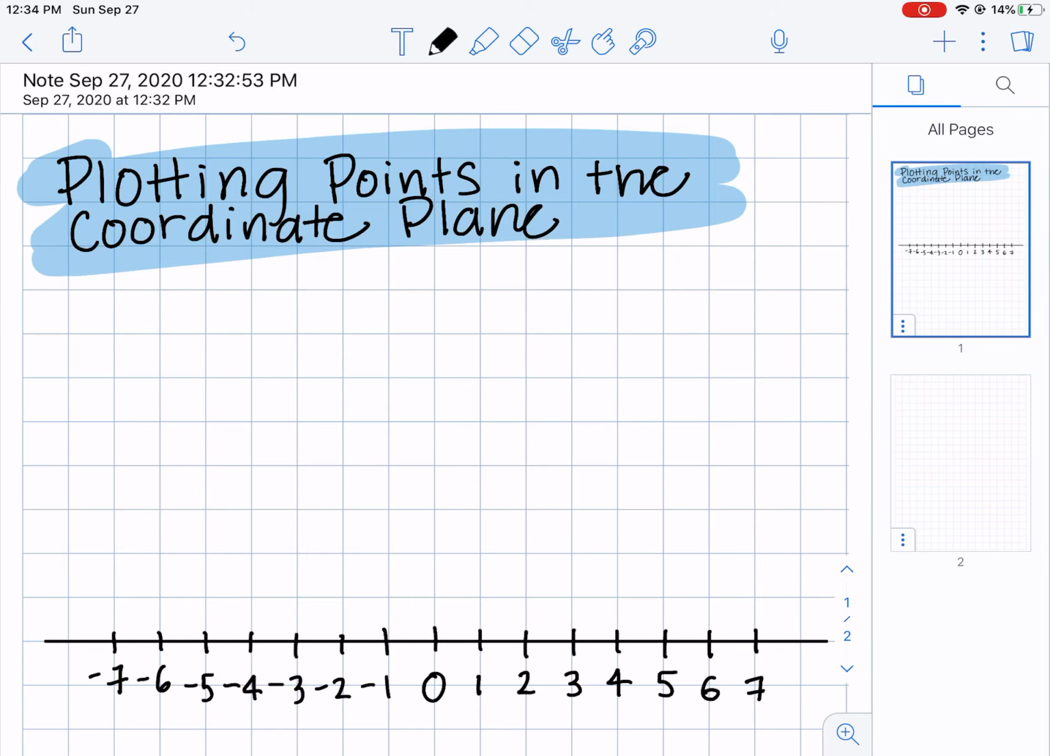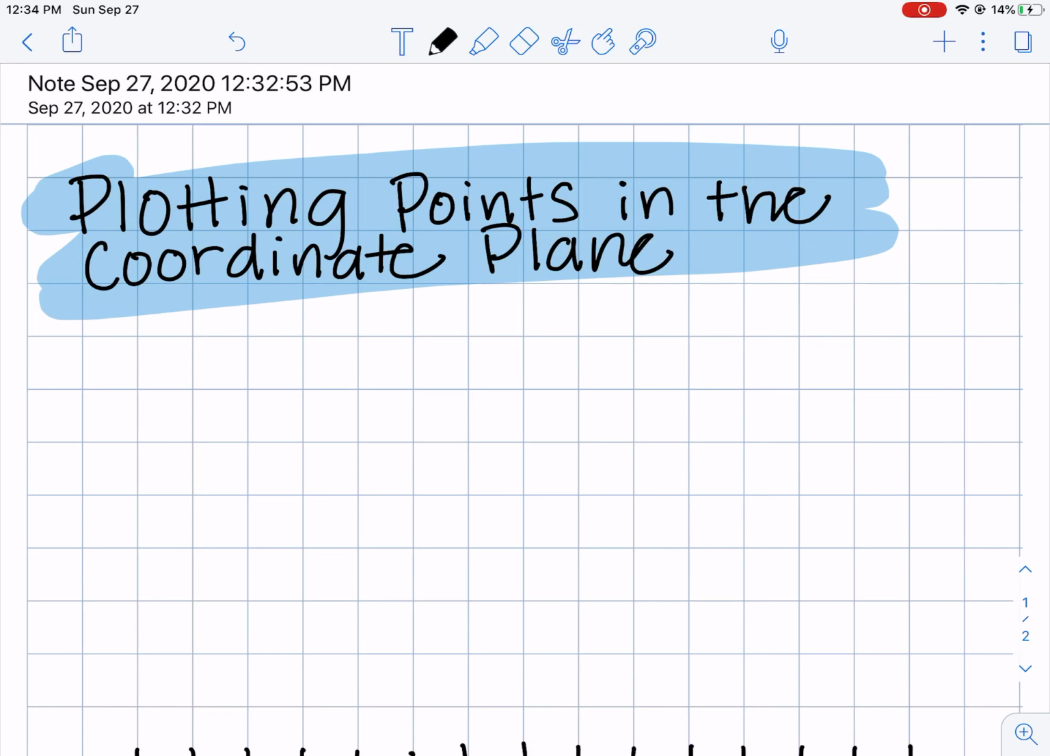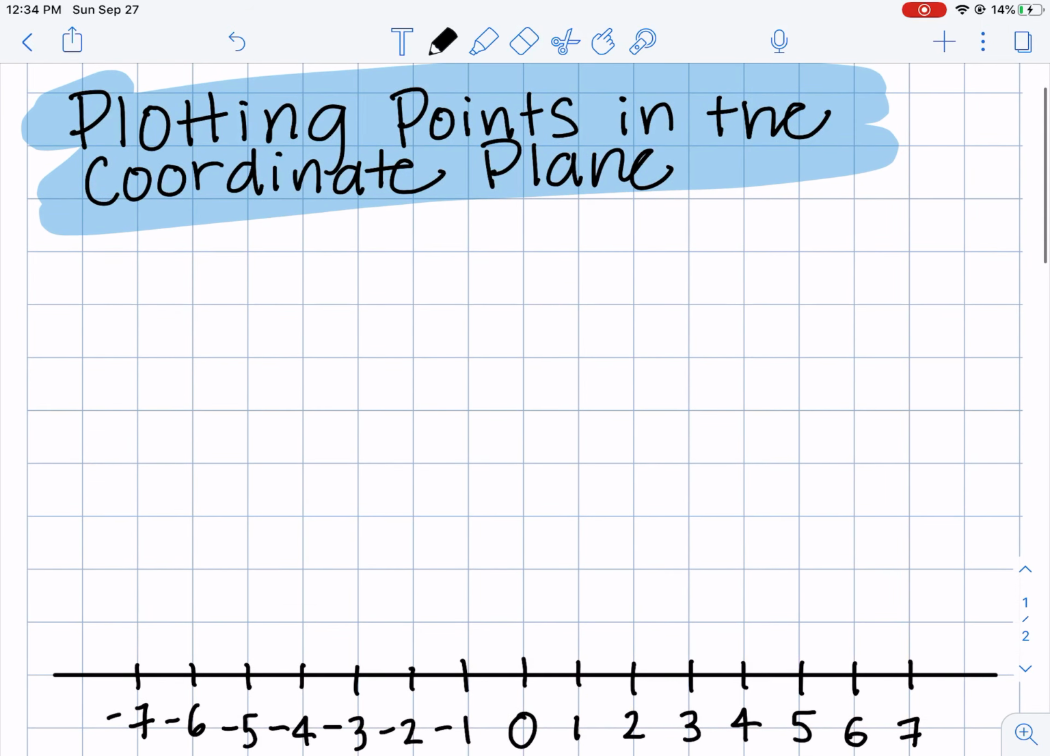Hi guys. Here we are today talking about plotting points in the coordinate plane. We're going to start off. You probably have done this in other classes before, but I do still want you taking notes, so make sure you have paper, pencil, pause if you need to go get it.